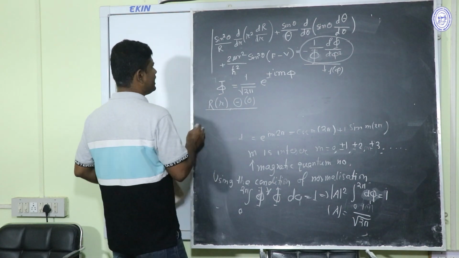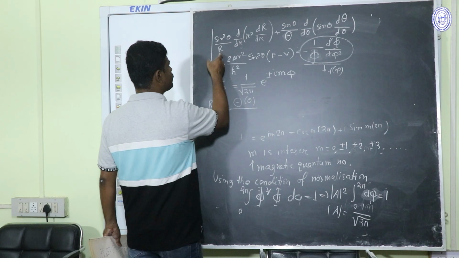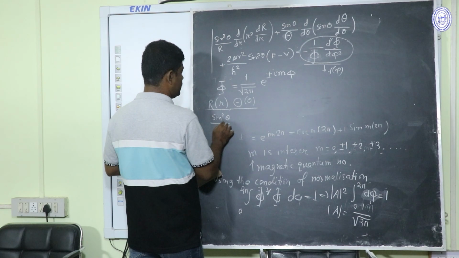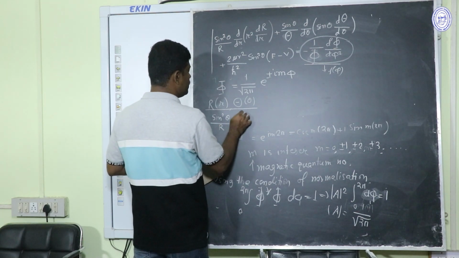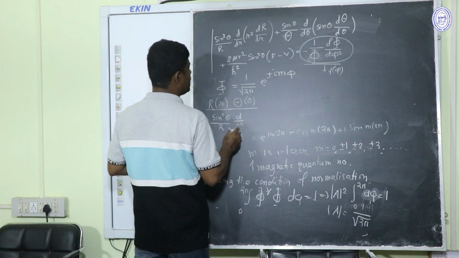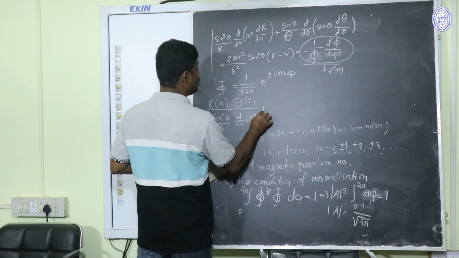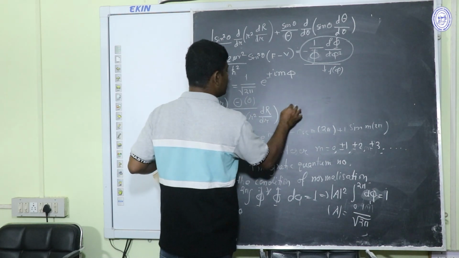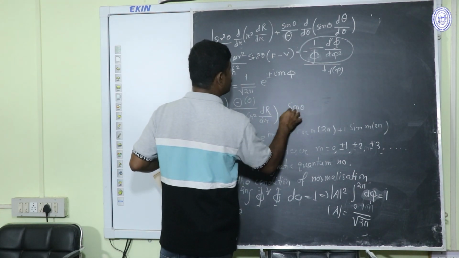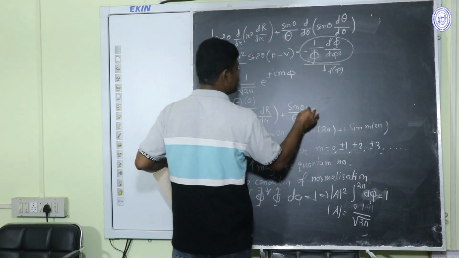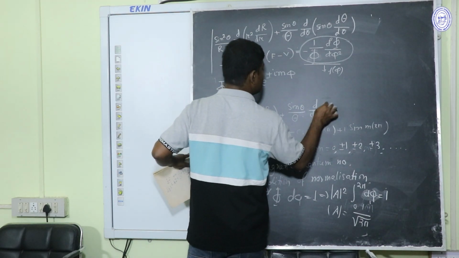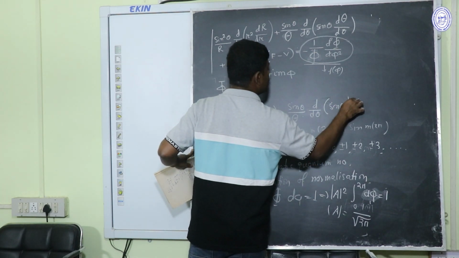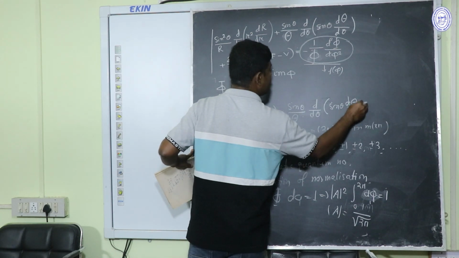So we can write this like this, we can also begin from this equation: (sin² θ / R) d/dr (r² dR/dr) + (sin θ / Θ) d/dθ (sin θ dΘ/dθ).